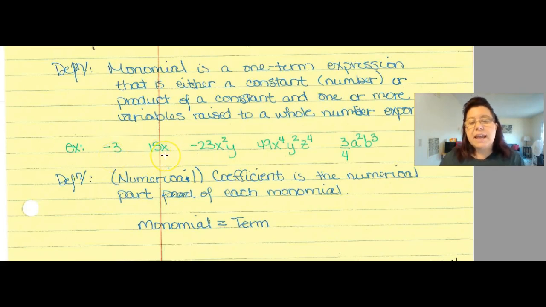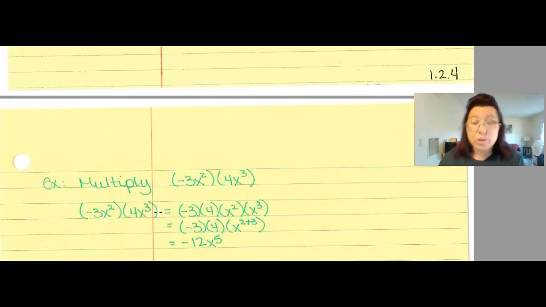With 15x, the coefficient is 15. With negative 23x squared y, the coefficient is negative 23. With 49x to the 4th y squared z to the 4th, the coefficient is 49. And for 3/4 a squared b cubed, the coefficient is 3/4.